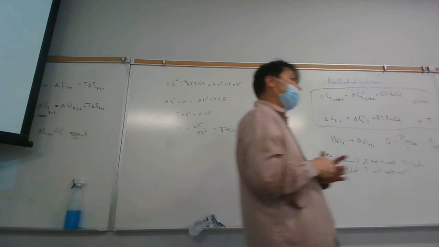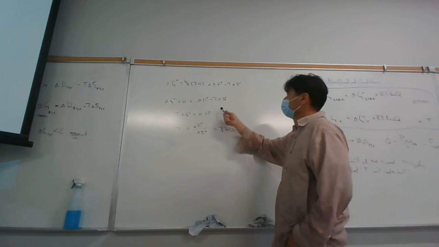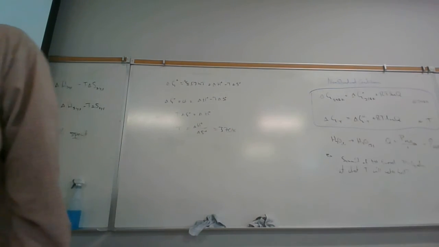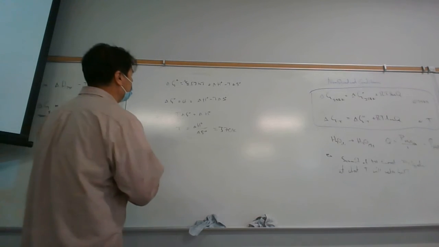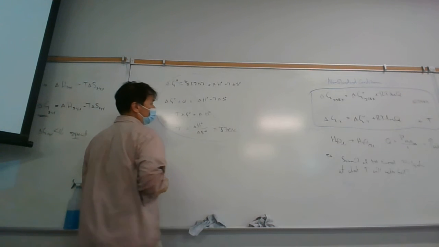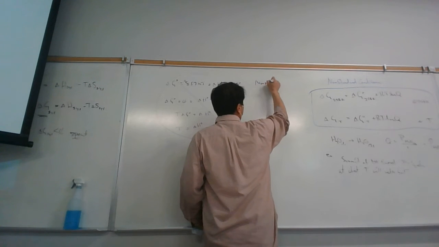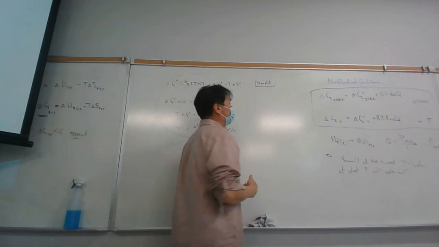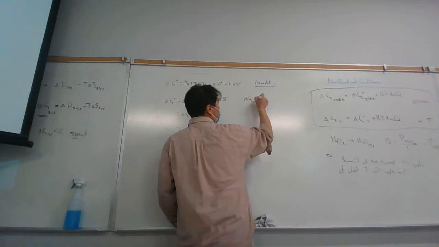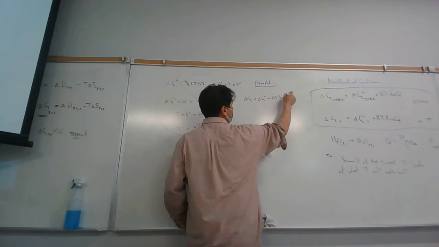But the problem with this is that it's under standard conditions. What we're doing is non-standard conditions, so this is the wrong equation to use. For non-standard conditions, we need a different equation. Delta G under non-standard conditions is equal to delta G naught under standard conditions plus RT ln Q.